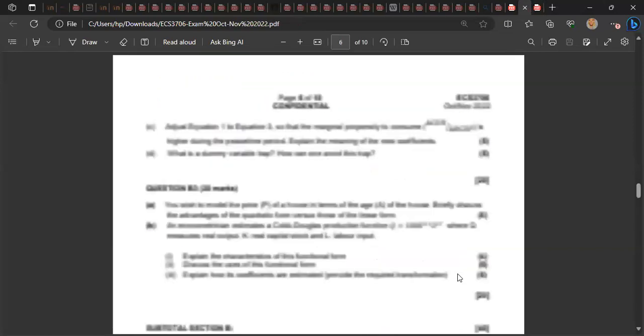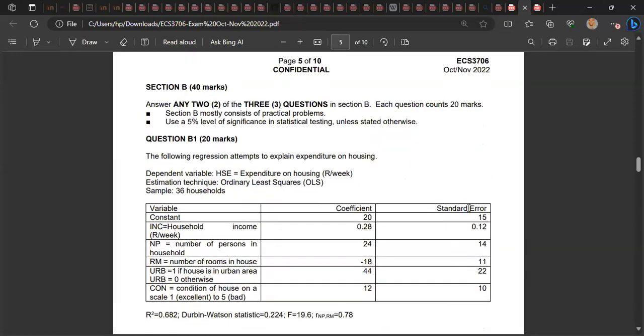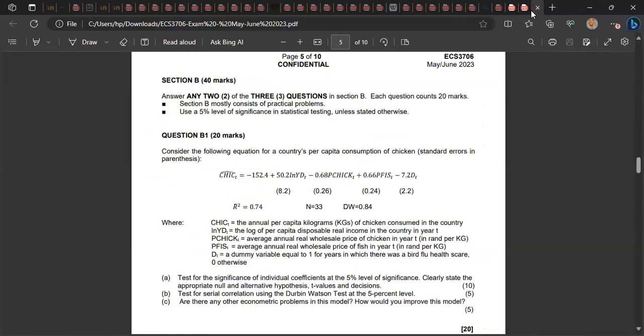What you find at the bottom is an equivalent of standard error here. So this is where they put the standard error. And then these are your coefficients there: 50.2, 0.68, 0.66, right? So remember how we're calculating our t values: 50.2 divided by 8.2, 0.68 divided by 0.26, 0.66 divided by 0.24, etc.